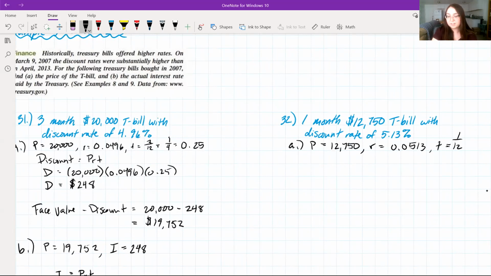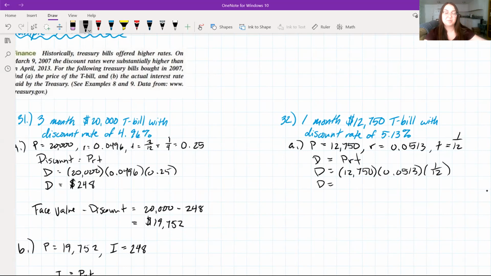All right, so now we're going to find our discount, which I'm going to call D. So D is equal to PRT, just like our simple interest. And so we can find the discount by multiplying our principal, 12,750, by our rate, 0.0513, and by our time, 1 divided by 12. I invite you to find this value on your own, so feel free to pause the video. And you should have found that your discount would have been $54.51.